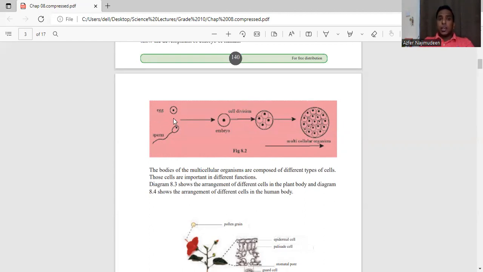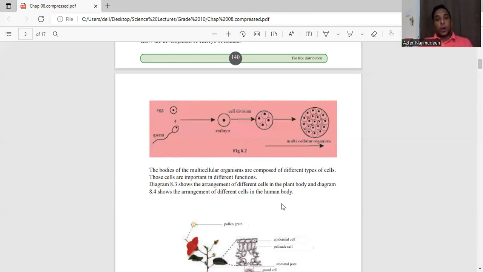So here you can see it's one cell. Here also it's one cell. So these two cells unite and form the zygote. And thereafter, it forms a multicellular organism. So this is actually a part of reproduction. And you have to understand in this that the summary is a multicellular organism is formed by a combination of unicellular organisms, that is multiplication of unicellular organisms, right? The bodies of multicellular organisms are composed of different types of cells. Those cells are important in different functions.